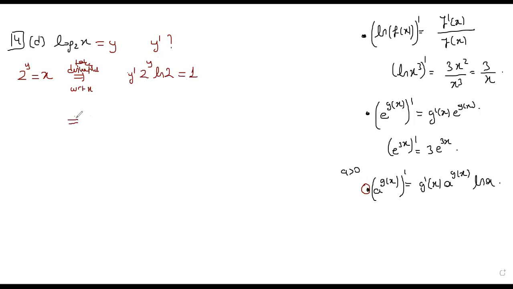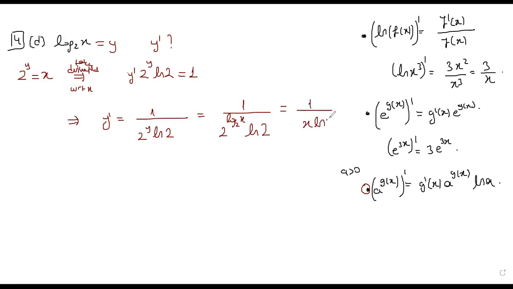Now isolating y prime gives us 1 over 2 to the y ln of 2. And if we write the logarithmic function, the given function at the beginning, instead of y, what do we get here? Again by the property of the logarithmic function, we get 1 over x ln of 2. As we wanted to find y prime, we're done.